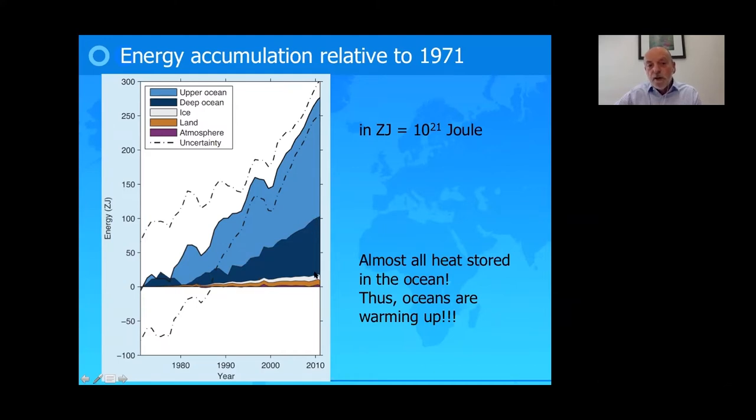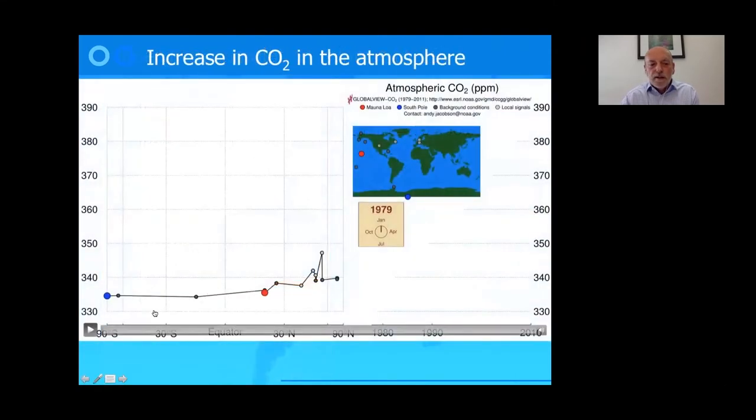Even the deep ocean is taking up heat, only like by 0.1 degrees centigrade, the deep ocean is warming, but it is a large, extremely large volume. So a substantial fraction is also taken up by the deep ocean, and only a small fraction is taken up by land and the atmosphere, for example. So the ocean is the main storage of heat on Earth. And as a consequence of this, of course, the ocean is warming.